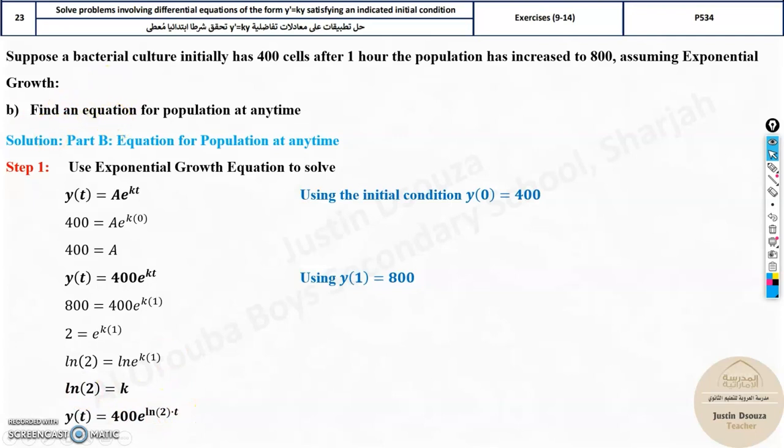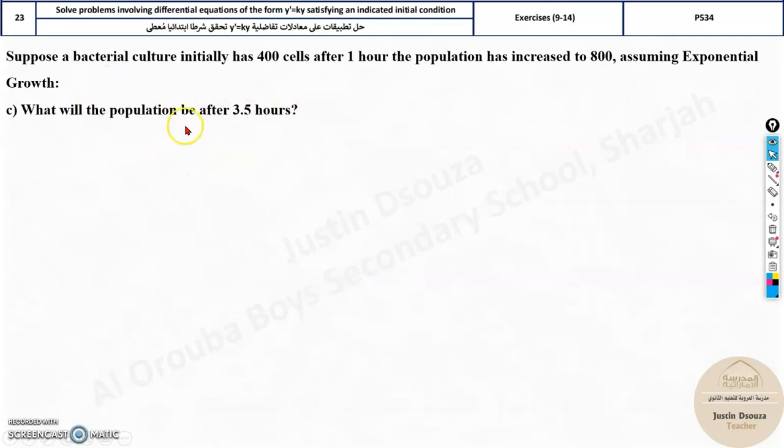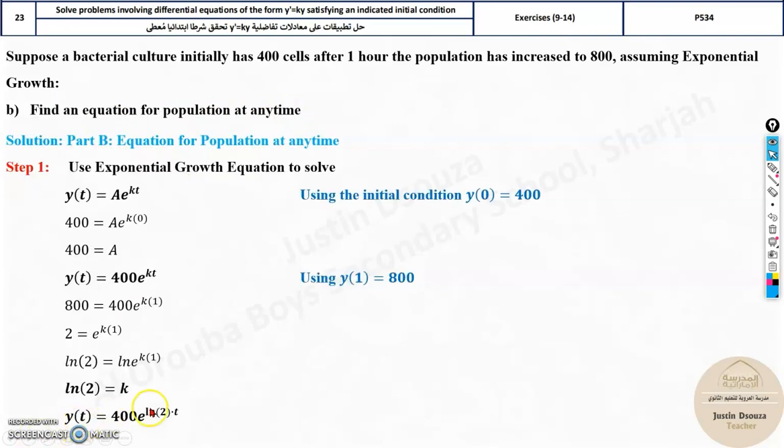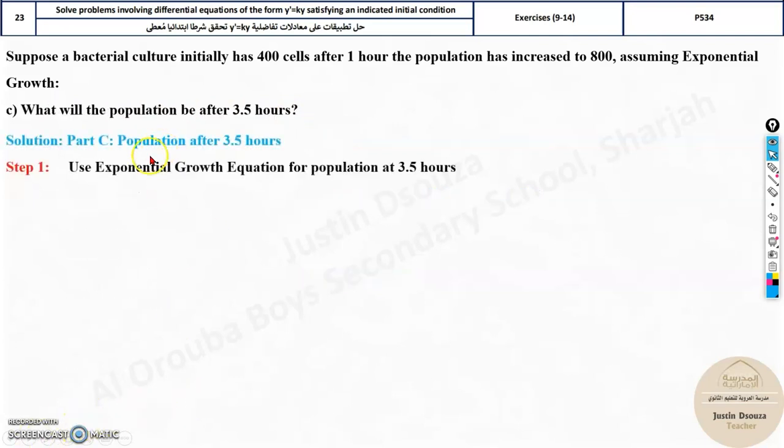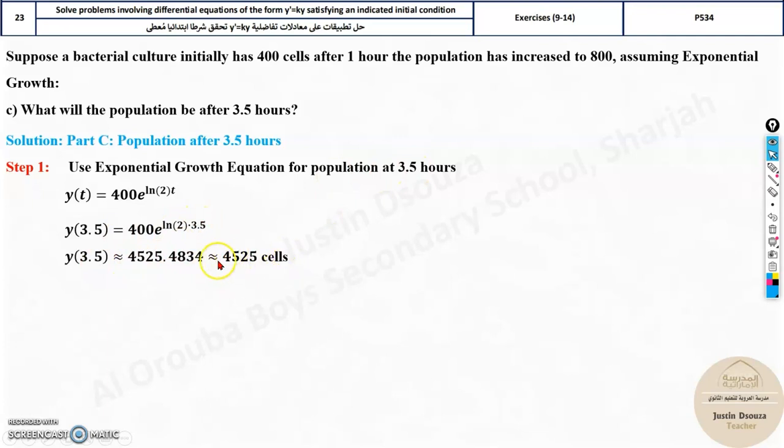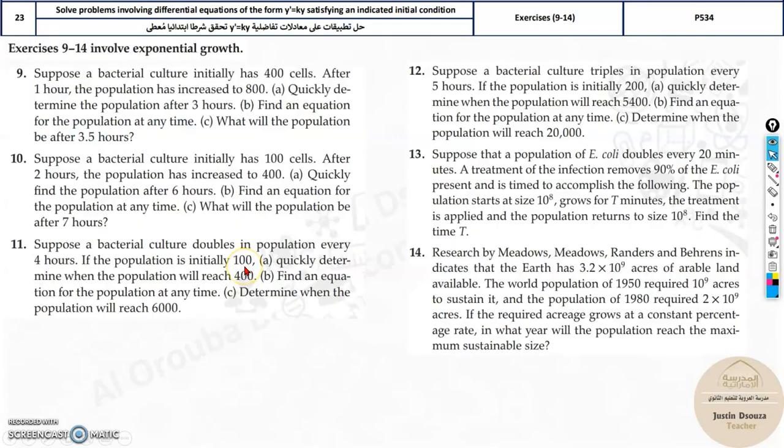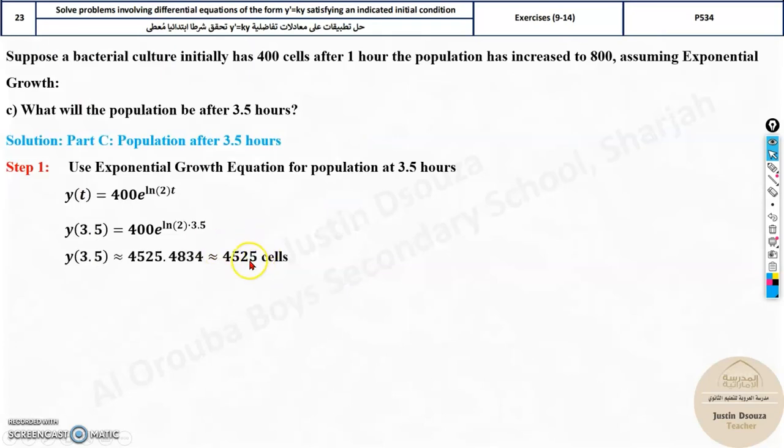That's the second part. And now the last one, what will be the population after 3.5 hours? All you need to do is put 3.5 hours over here. So just this equation we just now solved for, and you need to just substitute 3.5 hours instead of time. And then you will get around 4,525 cells. Okay, that's the answer. But remember this 4,525.